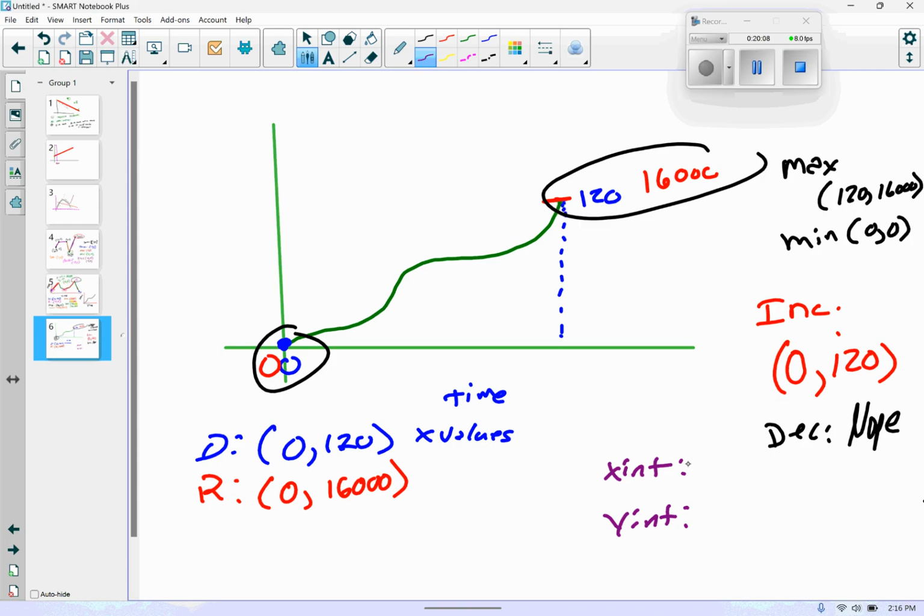Okay, x-intercept, y-intercept. Is that the x-intercept? Is that the y-intercept? They're both 0. The x-intercept is at 0, 0. The y-intercept is at 0, 0. That's all it is. It's kind of a weird situation, but yeah.